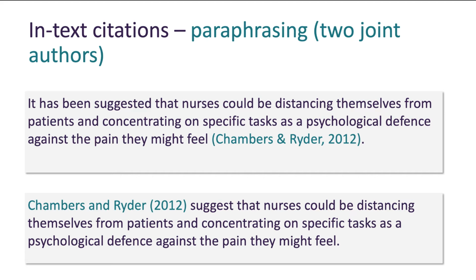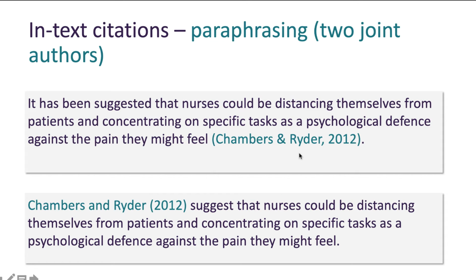There are conventions to follow if a piece of information has two authors. So you can see here we've got an example where the authors are in brackets at the end of the piece of information, as if you're supporting what you're saying, backing up the point you're making. And in the second example, the authors are explicitly named in the sentence. So in the first one, it has been suggested that nurses could be distancing themselves from patients and concentrating on specific tasks as a psychological defence against the pain they might feel. To back this up, we've got this reference at the end.